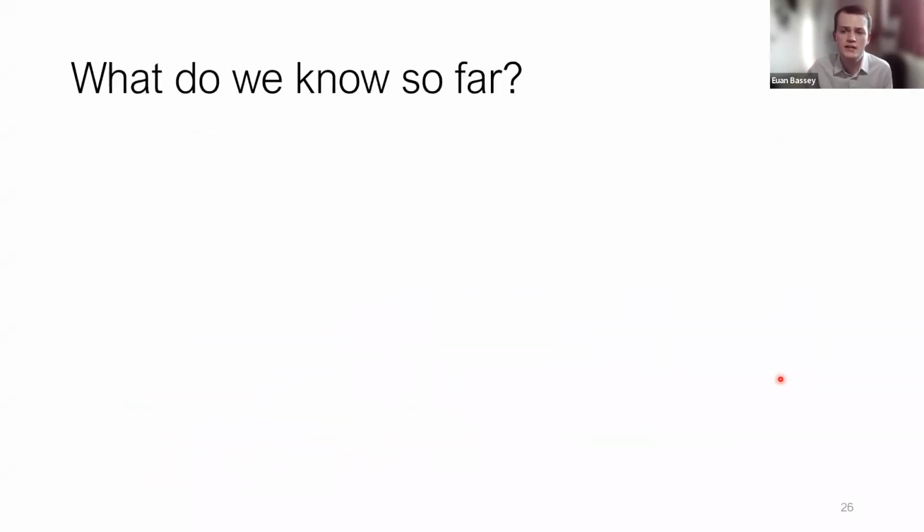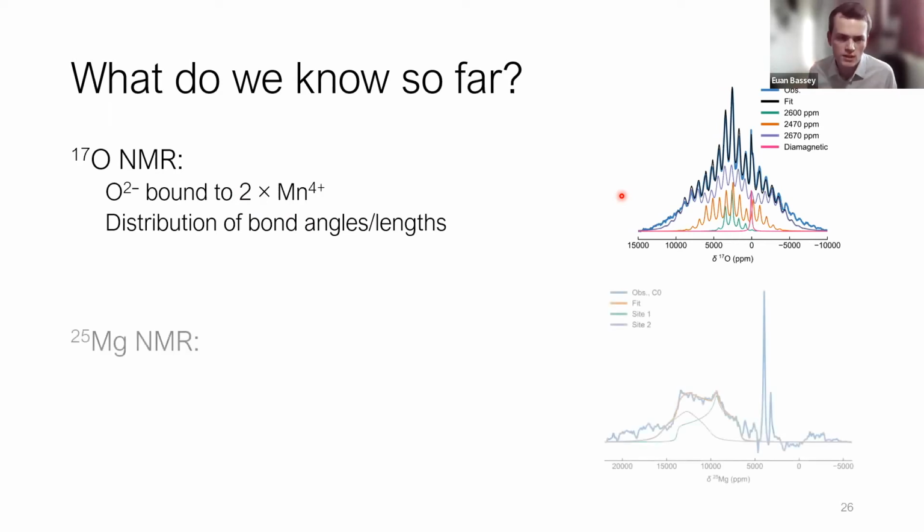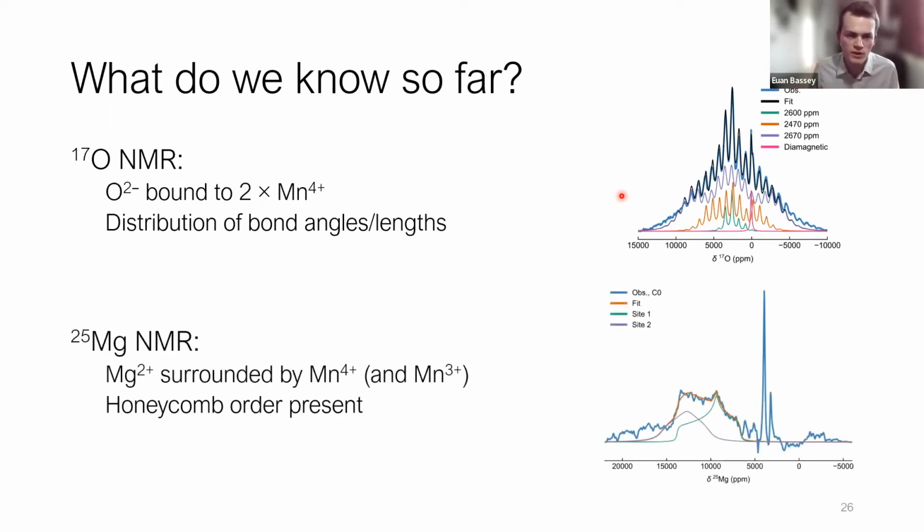Okay, so what exactly do we know so far? We know that from 17 oxygen, we can see oxygens are bound to 2 manganese 4 pluses, and we get a small distribution in the bond angles and the lengths, which is likely just different local environments of the oxygen due to different bonding, different strains, all those sorts of things. And then from the magnesium NMR, we get the information that magnesium is almost always surrounded by manganese, and this indicates that there's honeycomb order present. I couldn't identify any other clear resonances, so it's a fairly safe bet to say that magnesium is only really surrounded by manganese.